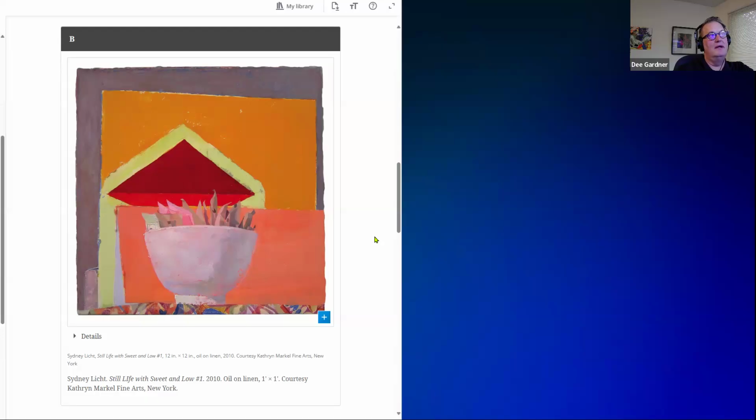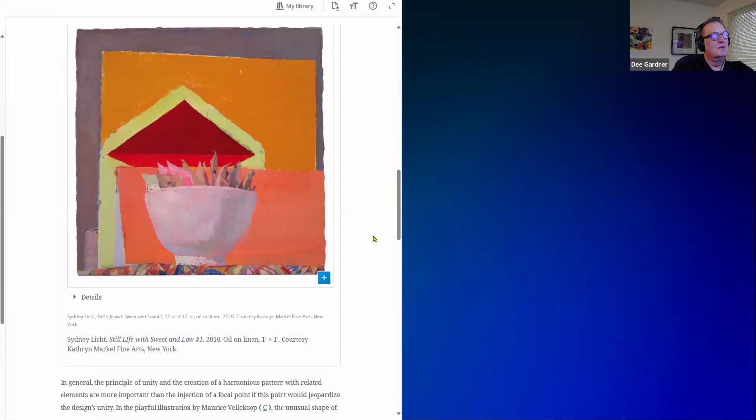So we can all do things like that in our design to get people eventually to the place where we want them to be, but we can add other elements just to have variety.